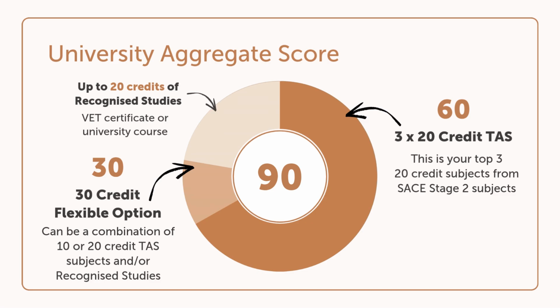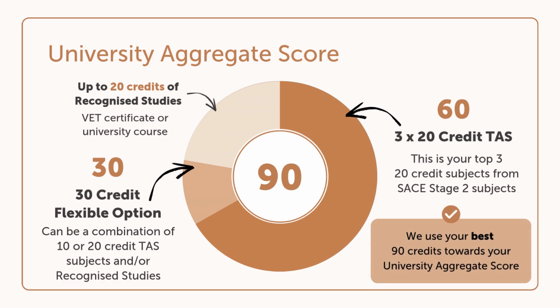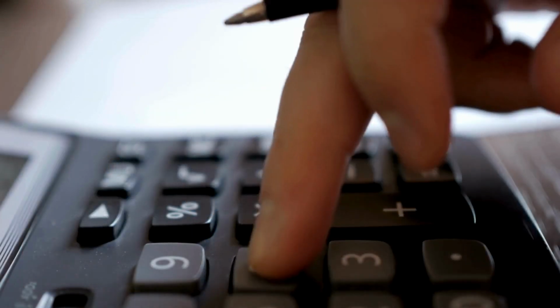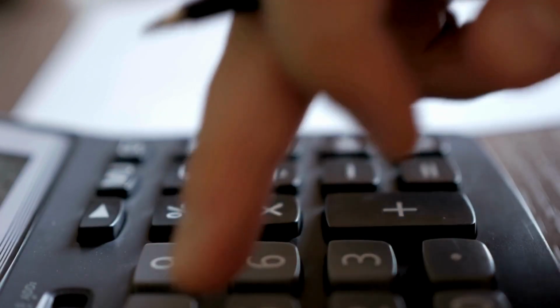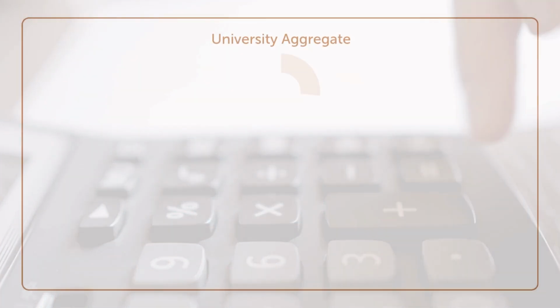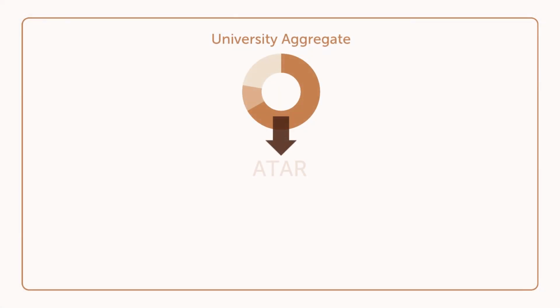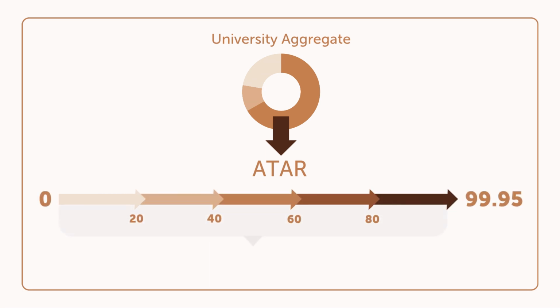If you end up with more than the 90 credits needed for a University Aggregate, we'll use your best 90 credits, provided that you followed all the rules around counting restrictions, precluded combinations, and timing. So we basically add up all the scaled scores from your best usable 90 credits, which is your University Aggregate, and that then gets converted into your ATAR on a scale of 0 to 99.95, which is a rank.